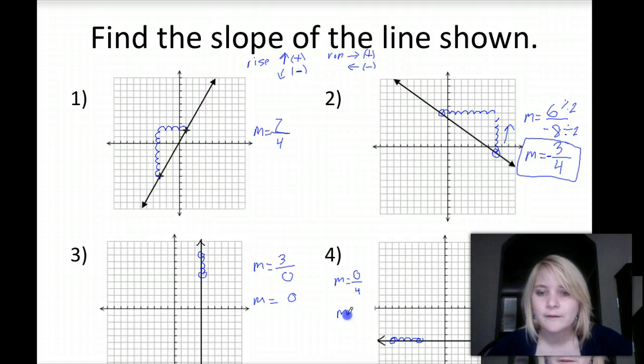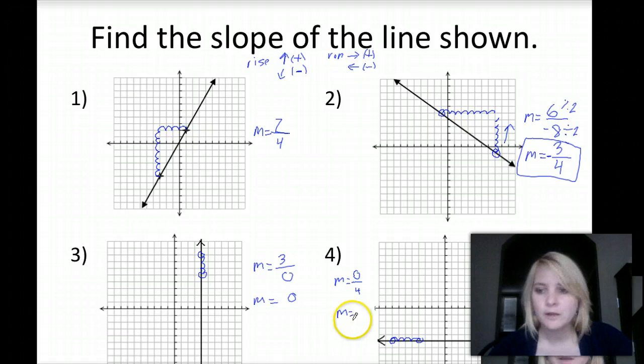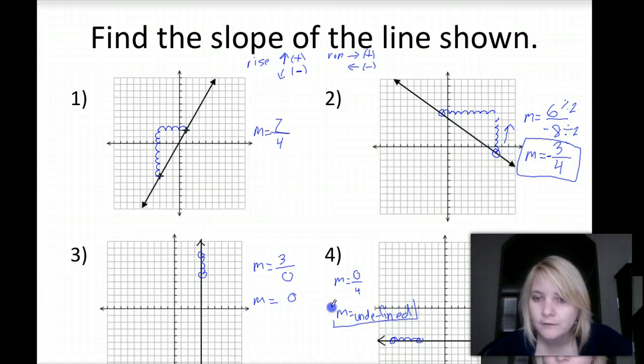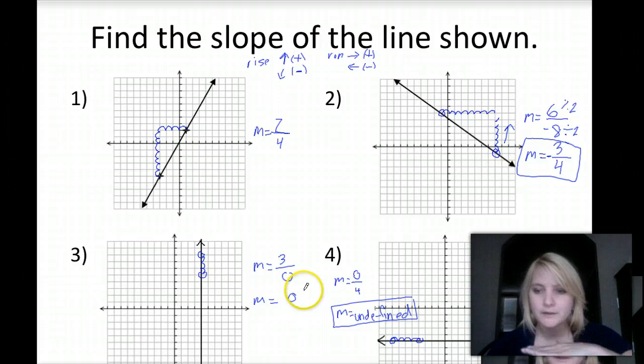Now we're asking ourselves, how many times does 4 go into 0? We don't know. This is an undefined slope. So every time you have a horizontal line, your slope is undefined. Vertical lines, your slope is 0. Undefined lines, which are horizontal lines, your slope is undefined.